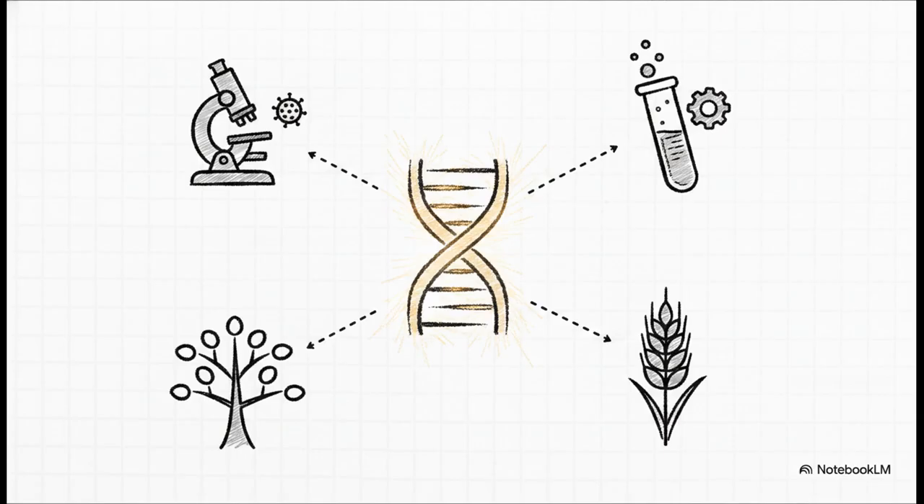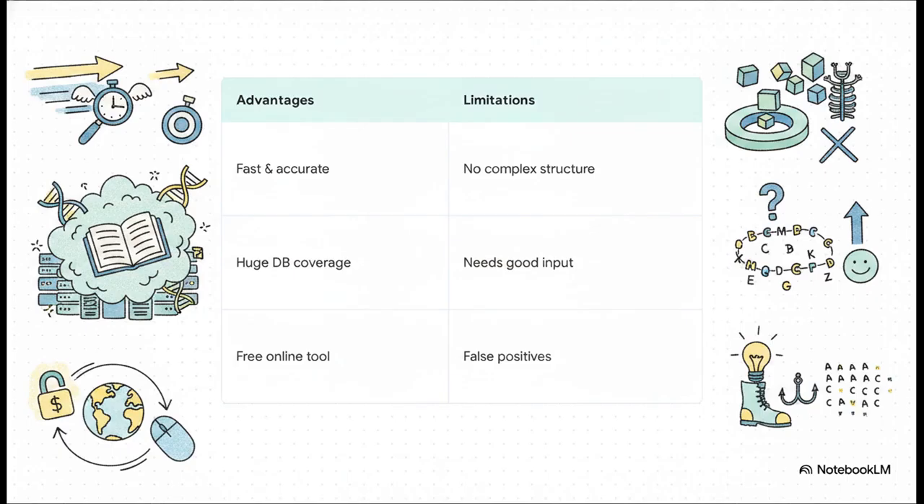But as good genetic detectives, we do have to fairly assess our tools, right? What is fantastic about BLAST is that it's fast, it's highly accurate, it's widely accepted across all research, it has massive database coverage, and best of all, it's completely free online. But it does have its limitations. It's not built for very complex structural analysis. The output is only as good as what you put in, so it absolutely requires a good quality input sequence. And if your sequence has a lot of low complexity regions, like repeating patterns of the exact same letters, well, the tool might occasionally produce false positives.